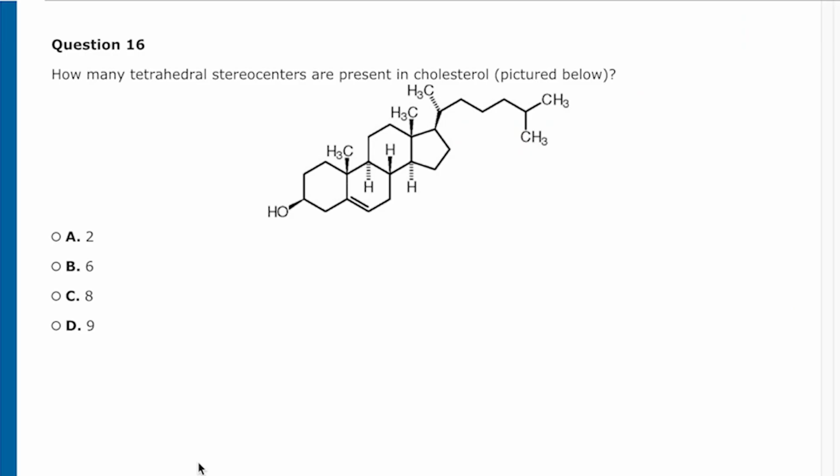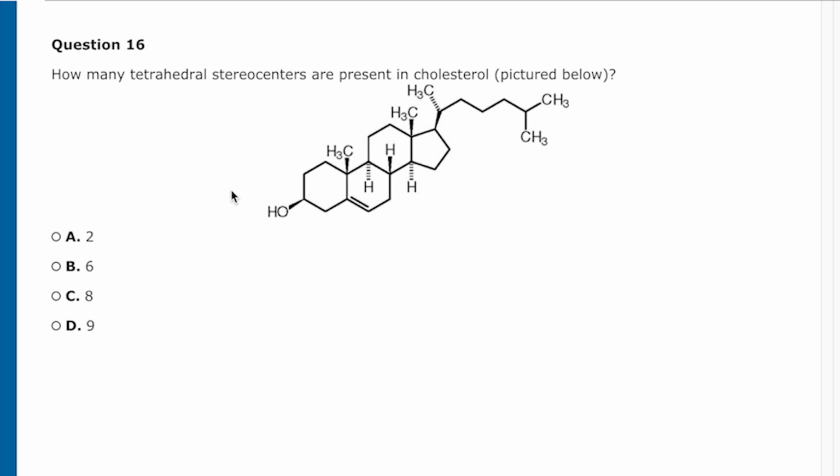Question 16. How many tetrahedral stereocenters are present in cholesterol pictured below? If you're listening to this, it's just a standard drawing of cholesterol here. It's asking for tetrahedral stereocenters, so again, a very strict definition. Do you know what a tetrahedral stereocenter is? We have answer choice A, 2, answer choice B, 6, answer choice C, 8, or D, 9.